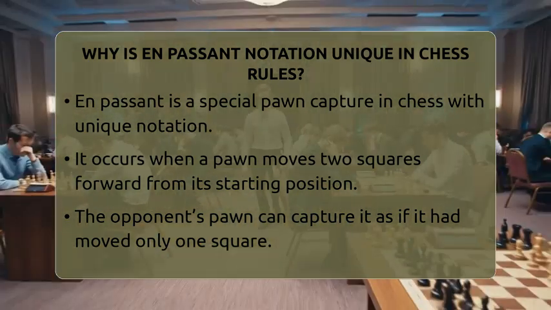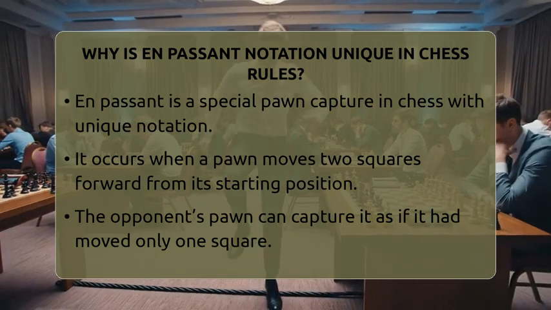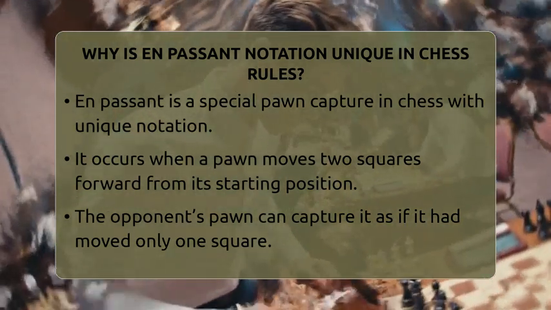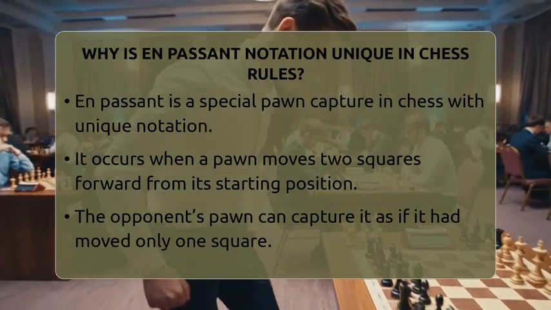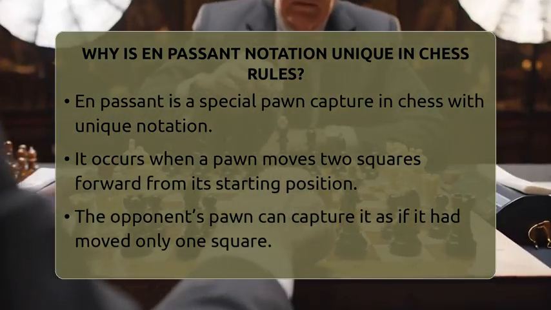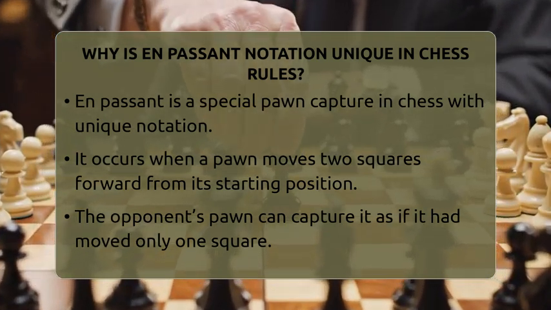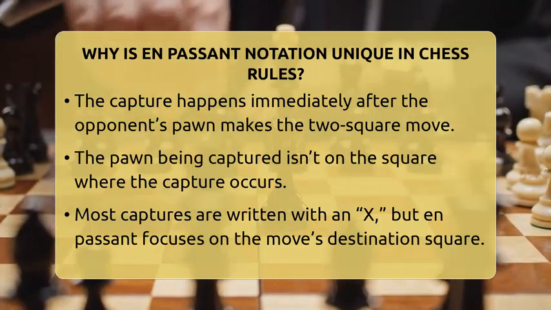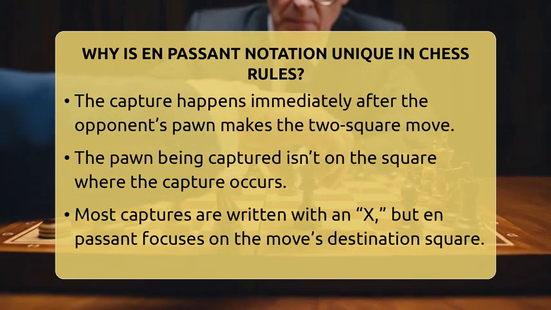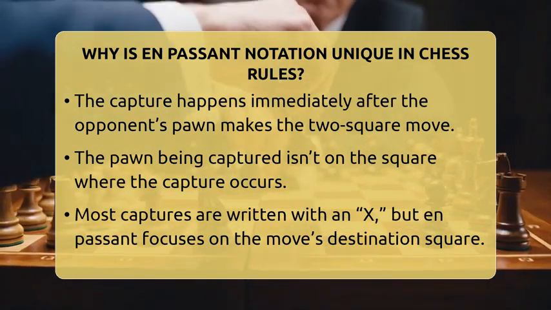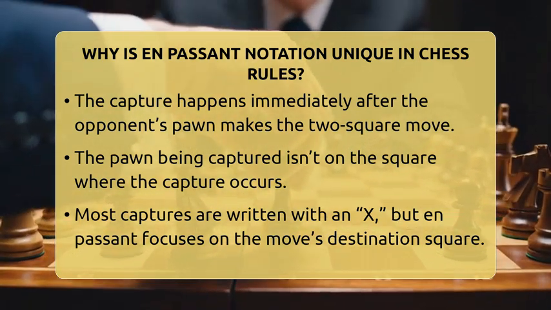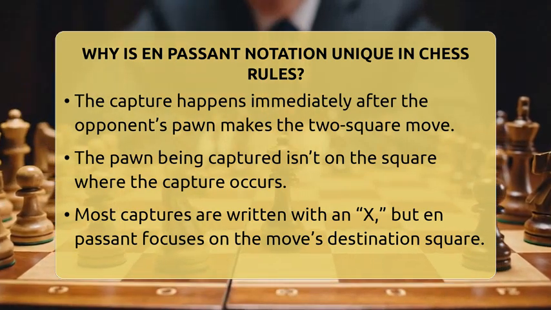But en passant is different. It involves a pawn capturing another pawn in a way that's not quite like other captures. Here's what makes it unique. When a pawn moves 2 squares forward from its starting position, it can land beside an opponent's pawn. If that happens, the opponent's pawn has the chance to capture it, as if it had only moved 1 square. This capture happens immediately after the opponent's pawn makes the 2-square move.